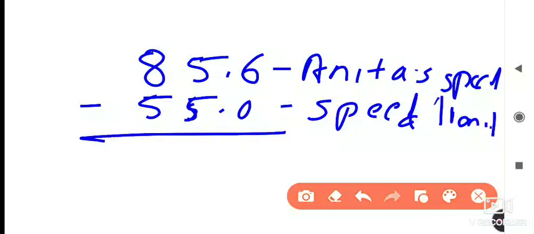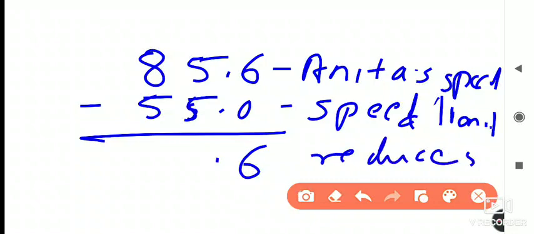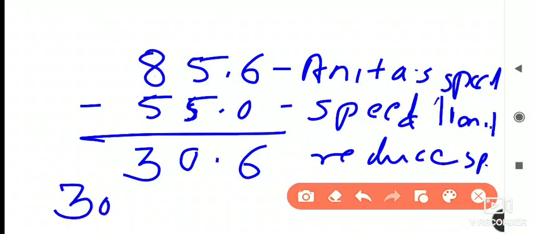So 6 minus 0 is 6, and we have to find out the reduced speed. So reduced speed is equal to 85.6 minus 55. 6 minus 0 is 6, point below point, 5 minus 5 is 0, and 8 minus 5 is equal to 3. So she should reduce 30.6 km per hour of speed. Then she will reach the speed limit.